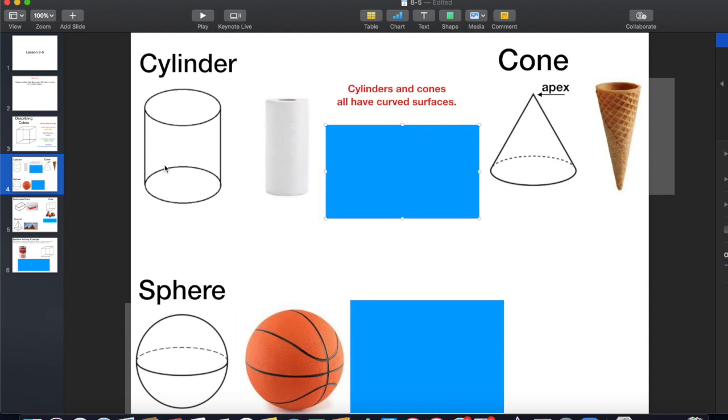So cylinders and cones are different from a cube because they have curved surfaces. So on the cylinder here, there's a curved surface that goes around it. On the cone, there's a curved surface that goes around it.